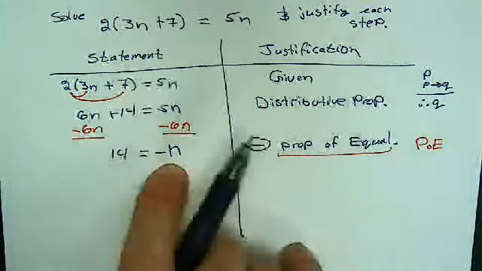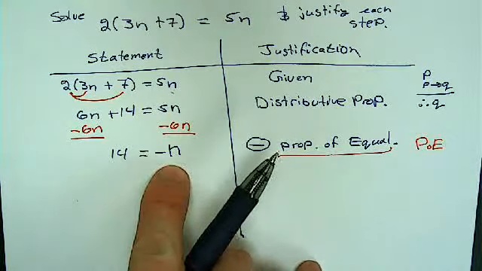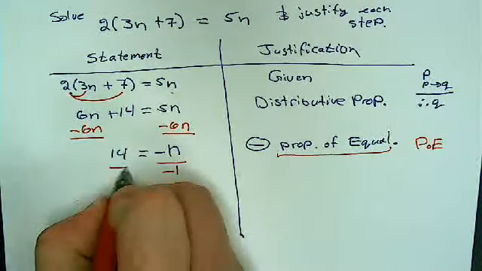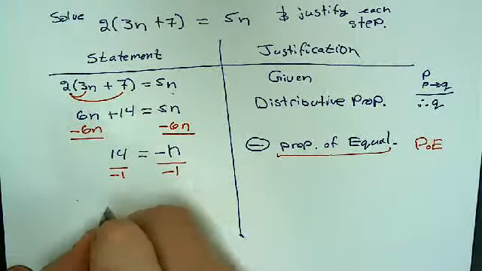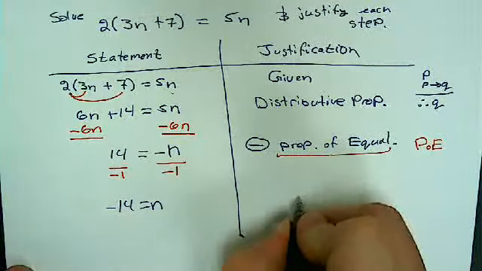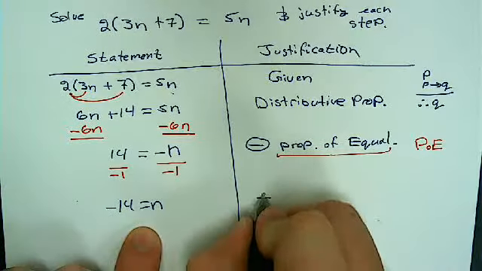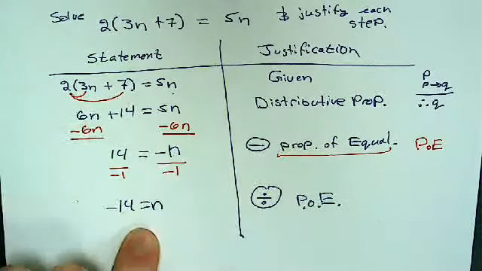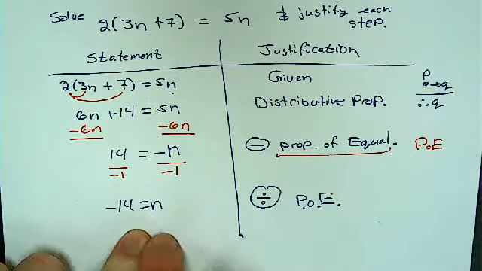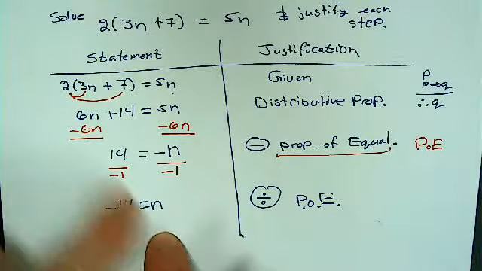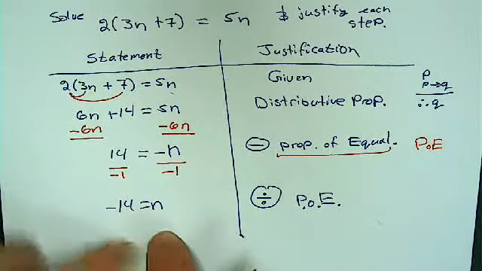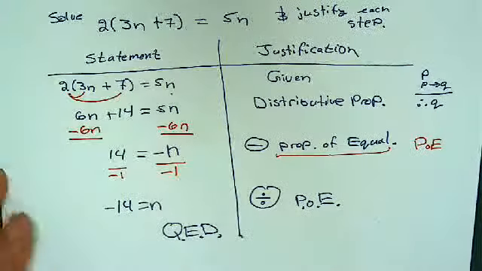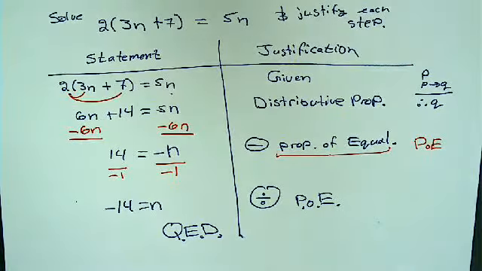Am I finished? Yeah, I got to divide by -1 to truly get the n by itself. And that now leaves me -14 is equal to n. And that was by the division property of equality. And now that's what I set out to do, right? To show that I could take this to this. That was my objective. QED. That means I'm finished.